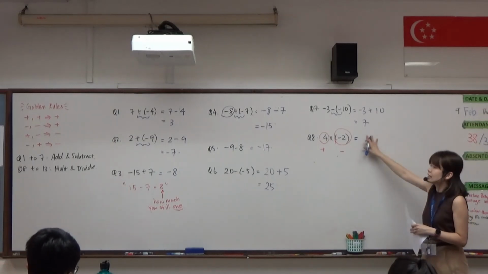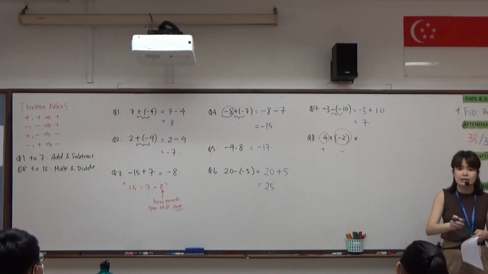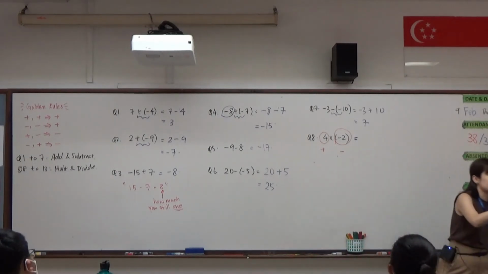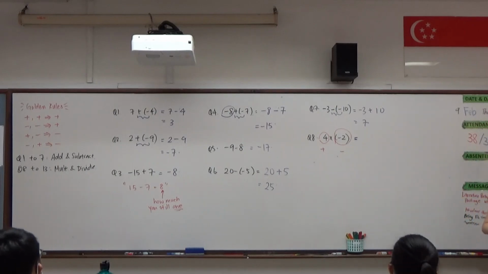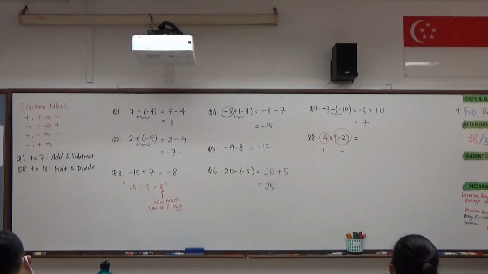So my final answer needs to be what kind of number? Positive or negative? Ziyi, what do you think? We have a positive 4 and a negative 2 multiplying together. Our end answer, should it be positive or negative? Negative. Okay, very good.